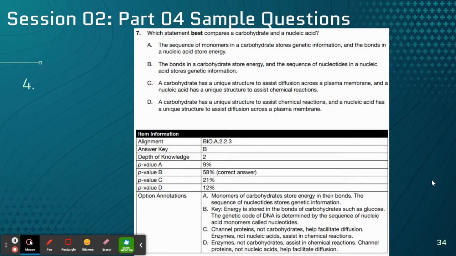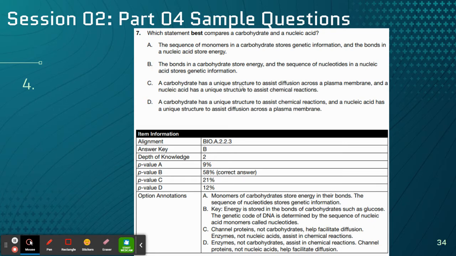All right. Letter A is incorrect. The sequence of monomers in a carbohydrate stores genetic information. No, because we know that carbohydrates store energy and nucleic acids like DNA and RNA store your genetic information. So this is kind of mixed up. This is backwards. You would switch nucleic acid with carbohydrates. So that's not correct. B, the bonds in a carbohydrate store energy. The sequence of nucleotides in a nucleic acid stores genetic information. That feels right to me, but let's take a look at letter C.